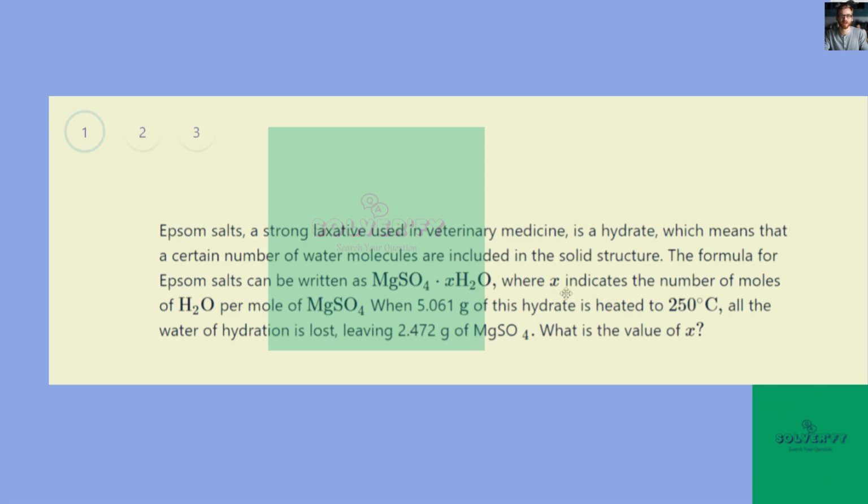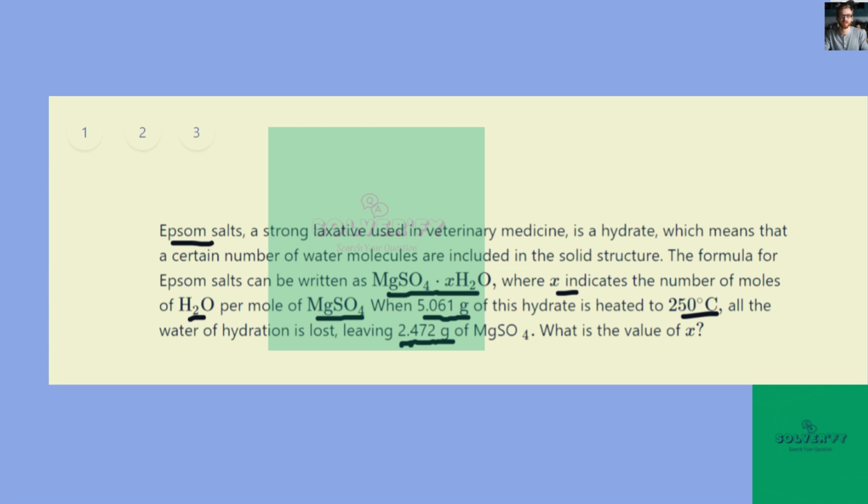Okay, so in this problem, we are given a sample of a salt named Epsom salt, which is written as MgSO4.xH2O, where x indicates the number of moles of water per mole of magnesium sulfate. So here we're given a mass of this MgSO4.xH2O, or Epsom salt, which is 5.061 gram. And when it is heated, all the water of hydration is lost, and this mass of magnesium sulfate is left.